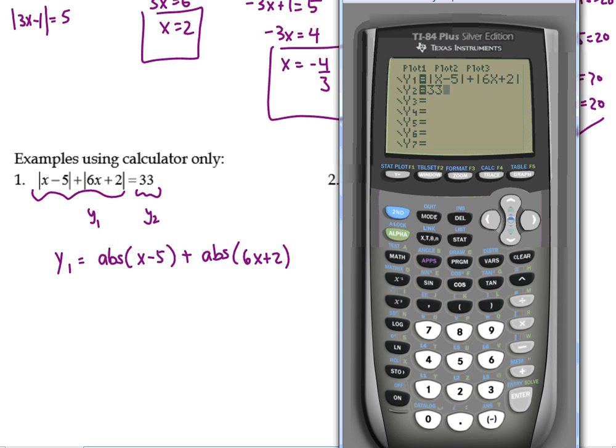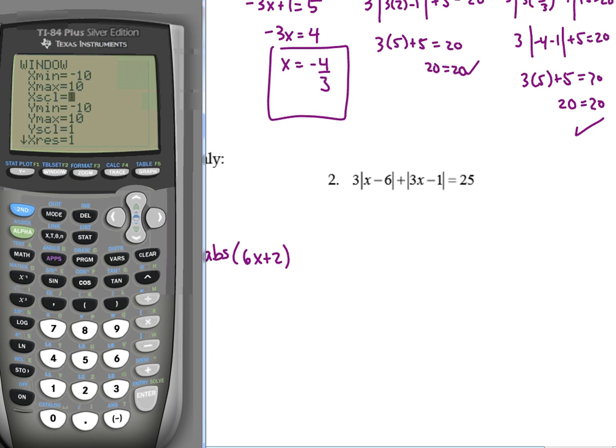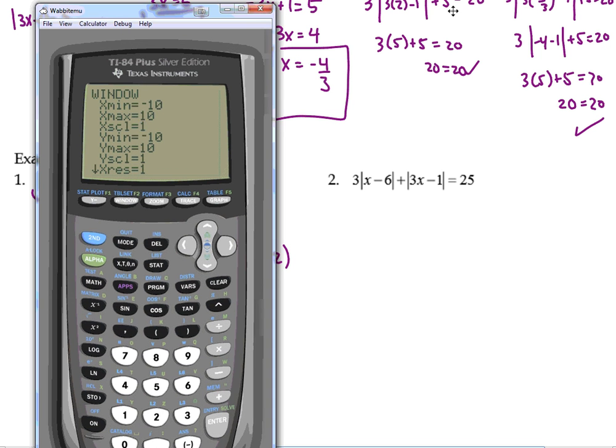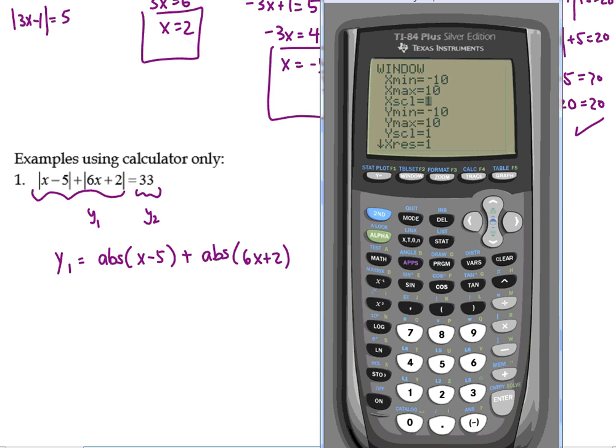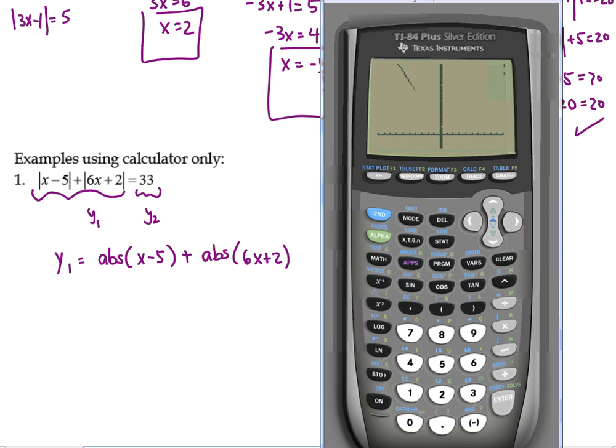Now if you have regular windows, you're going to see a whole lot of nothing. Because we want when y equals 33. That's way up there. So we can manually change our windows, or you can zoom out. If I manually change my windows, I would probably just change my y max to like 50, because I know I need y2 equals 33. And it does work.